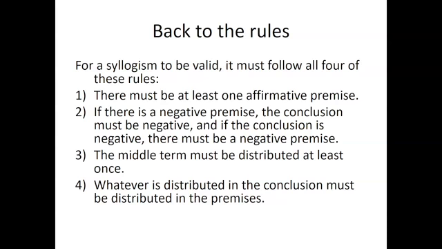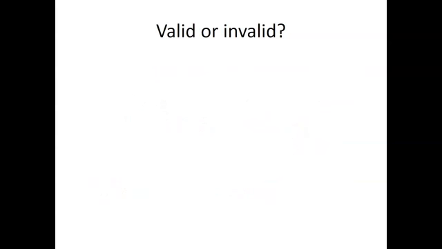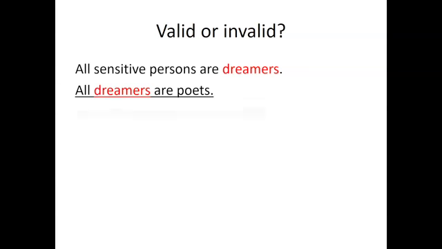Okay, let's go on to some examples, and we'll apply the rules and see how they work in practice, and hopefully understand them more clearly that way. All right, here is a syllogism. All sensitive persons are dreamers. All dreamers are poets, so all sensitive persons are poets.